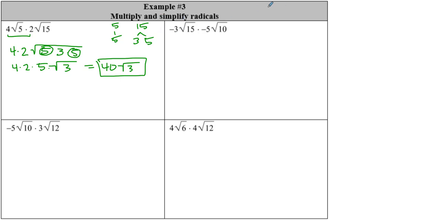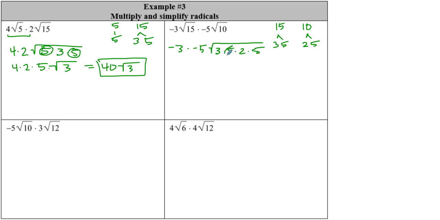Okay, let's go ahead and do this one. We got 15 and we also have 10. So 15, that's going to be 3 and 5. 10 is going to be 2 and 5. Alright, so we got our negative 3 times negative 5. And then we have in our radical 3 times 5 times 2 times 5.